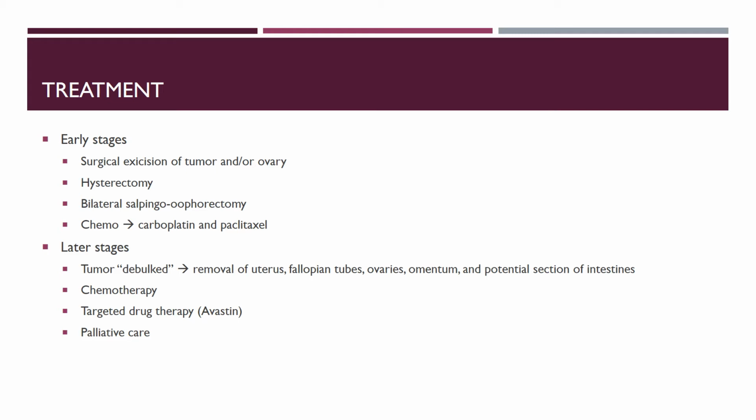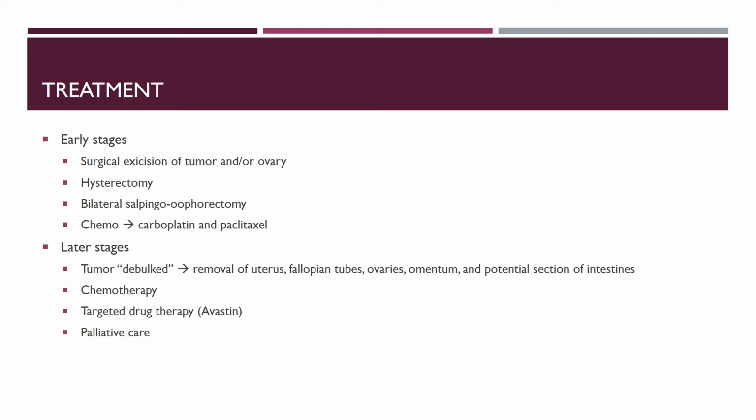Treatment: in early stages, they can surgically remove the ovary or the tumor. Hysterectomy is the removal of the uterus. The bilateral salpingo-oophorectomy removes the fallopian tubes and the ovaries and those reproductive structures. They can do chemo. The most common drugs are carboplatin and paclitaxel.